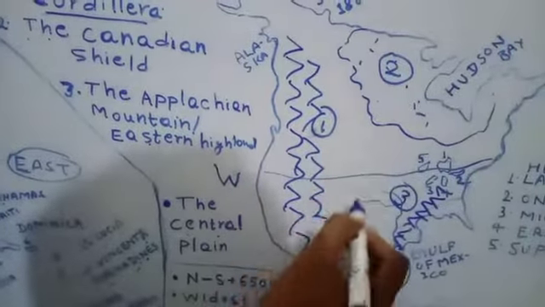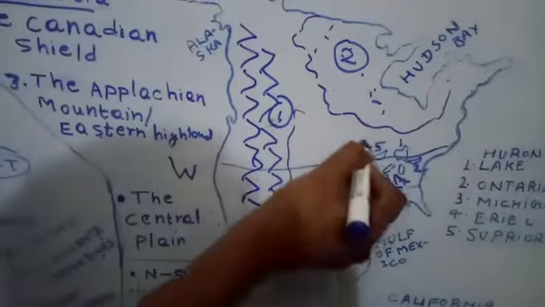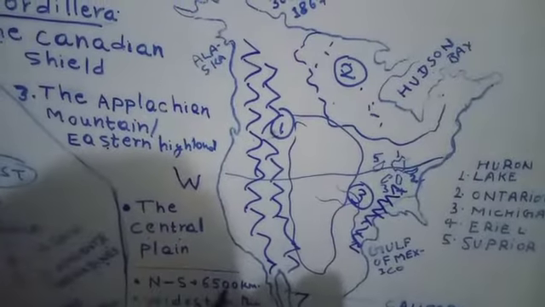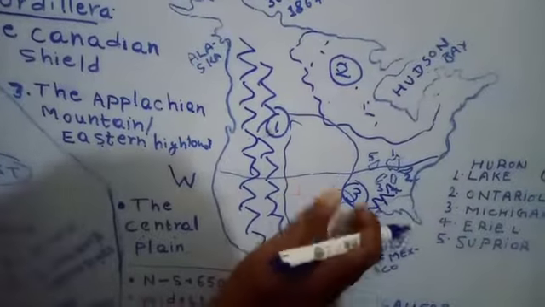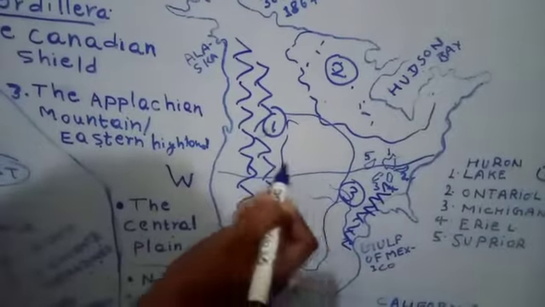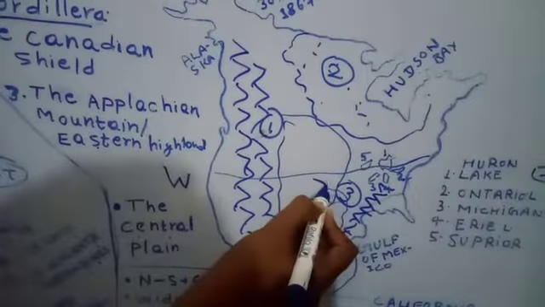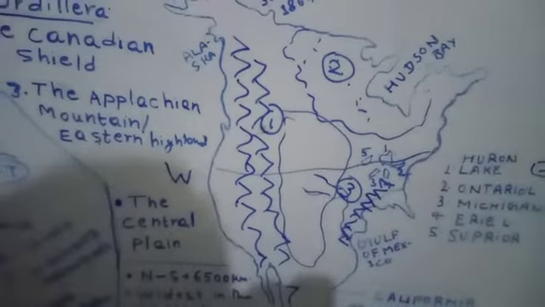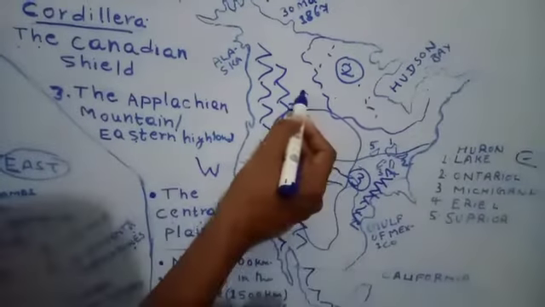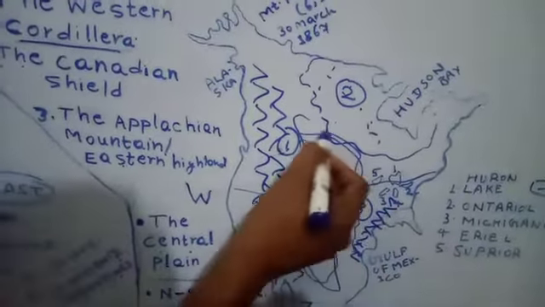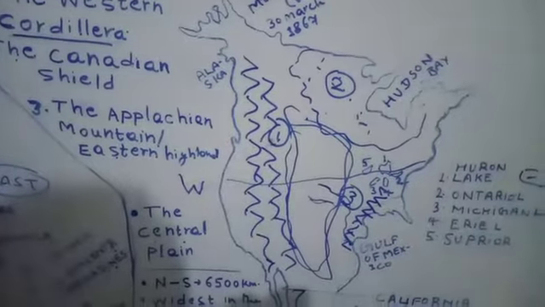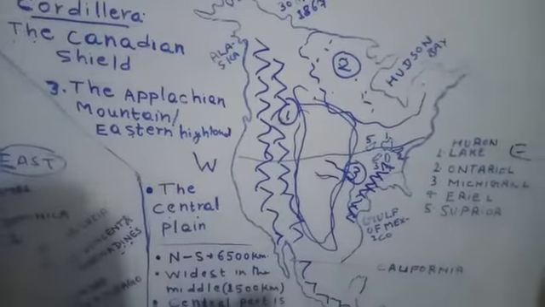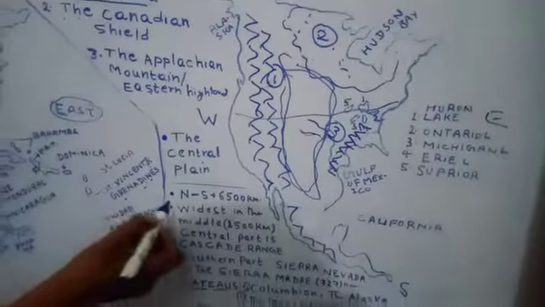In between all these physical features, there is a vast plain. It is called the Central Plain, which was made by the sediments brought by many important rivers like Mississippi, Missouri, Ohio. Many rivers brought sediments from the mountains and deposited them in the vast plain. It is called the Great Plain. Sometimes it's also called the plain of prairies, which is very famous for wheat cultivation. So we see some important points.